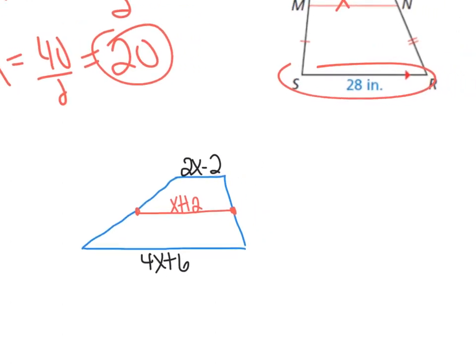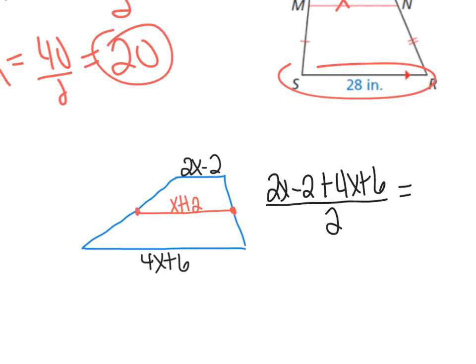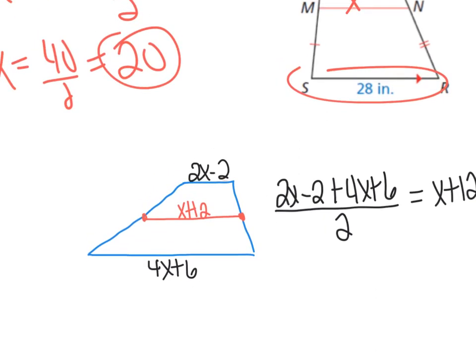What that means is I'm going to add my bases together and divide by 2. So I'm going to add 2x minus 2 plus 4x plus 6, and I need to divide all of that by 2. What it's going to equal is the length of my mid-segment, which is x plus 12. If I combine my like terms up in the numerator, I get 6x plus 4, still divided by 2, equals x plus 12.